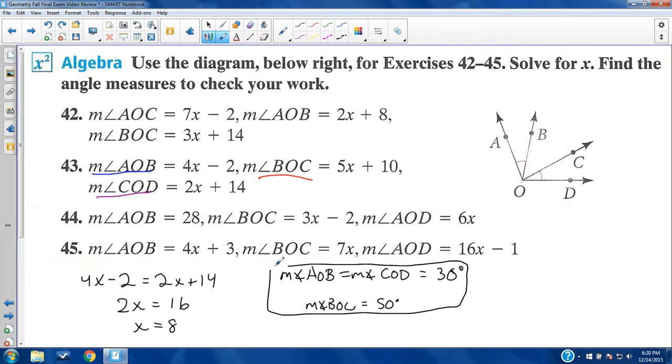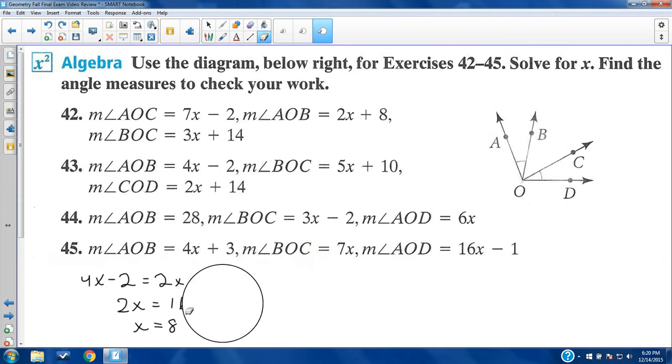How are we on time? We're good. Number 44, as I erase all that.